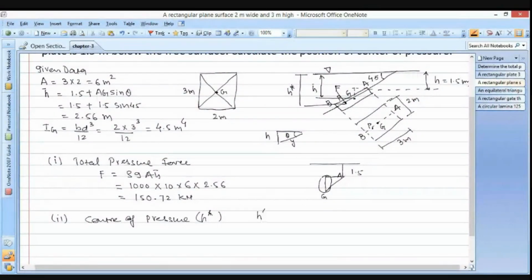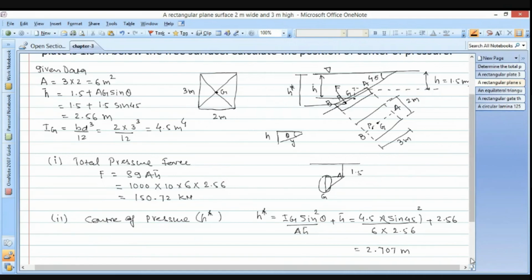And second is the center of pressure, and this is the inclined case. So we know that h star equals IG into sine square theta upon A h cut, plus h cut. So we get IG, that is 4.5 into sine 45 to the power 2, divided by area, that is 6, into the h cut, that is 2.56, plus the answer 2.56. So our final answer comes to 2.707 meter from the free surface.